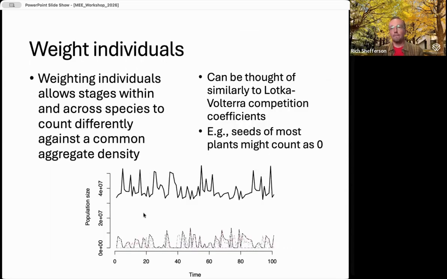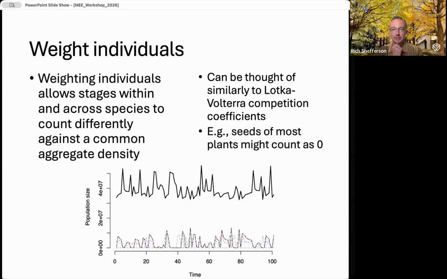Now, for both the adaptive dynamics case and the community modeling case, the next step would be to weight individuals. If you don't do this step, then R will assume every individual counts as one, and that each individual of each stage, of each species, of each genotype will count as one individual. And you might not want that.